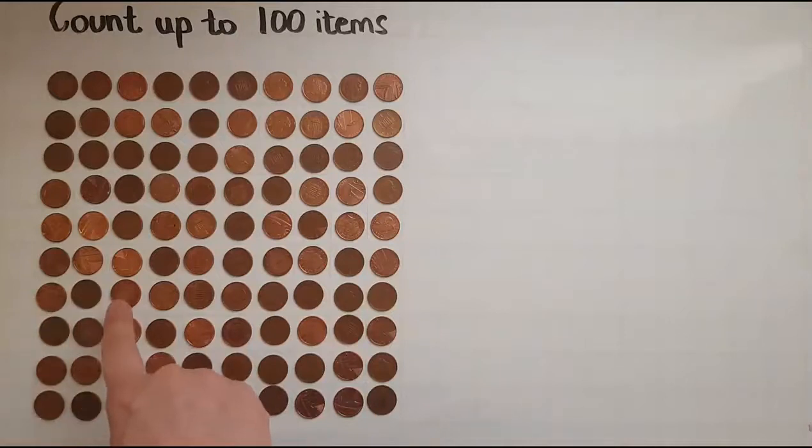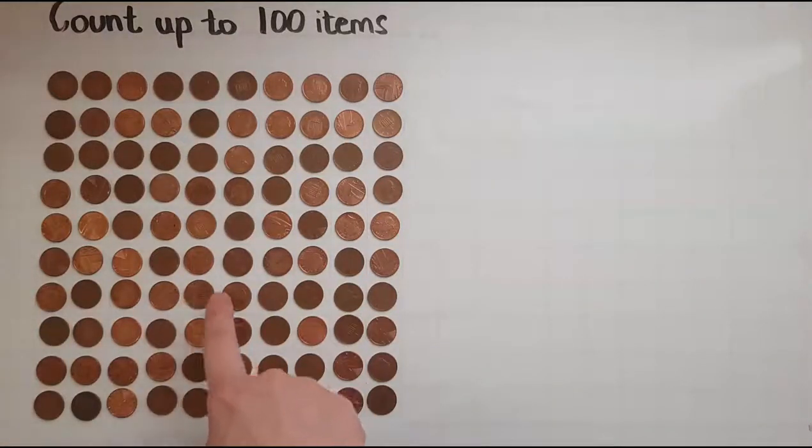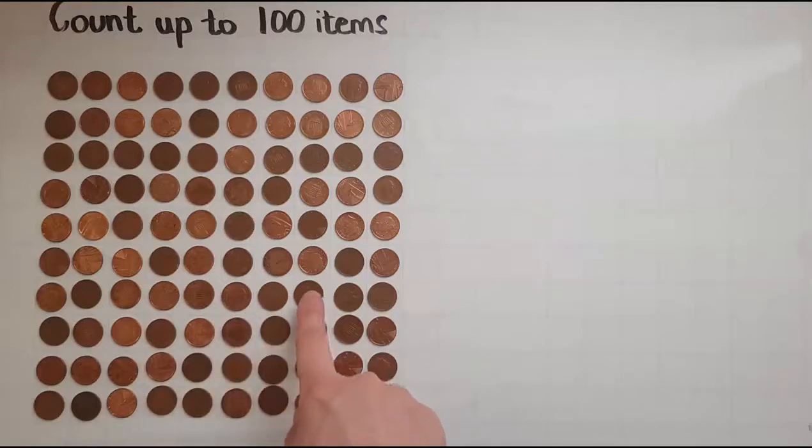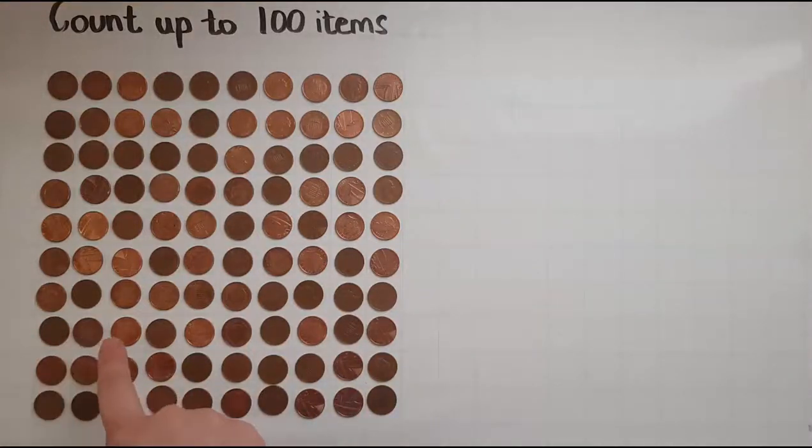61, 62, 63, 64, 65, 66, 67, 68, 69, 70, 71, 72, 73, 74, 75, 76, 77, 78, 79, 80, 81, 82, 83, 84, 85, 86, 87, 88, 89, 90, 91, 92, 93, 94, 95, 96, 97, 98, 99, 100. So I have 100 pennies or 100 pence.